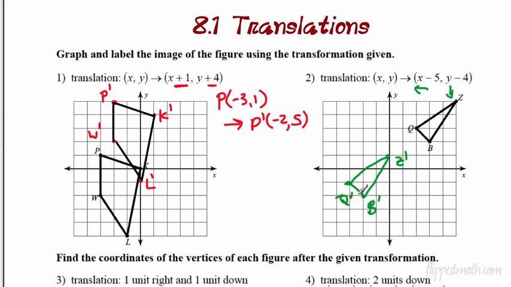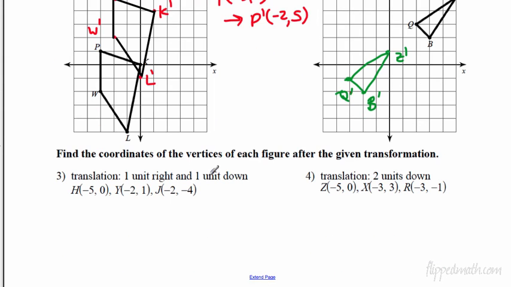So that's how you do it on the graph. Well, how do you do it on the paper here? If they just give you 1 unit to the right, well, we just talked about that. H prime, 1 unit to the right is plus 1. 1 unit down is minus 1. So this takes the x, and you add 1. This takes the y, and you subtract 1.